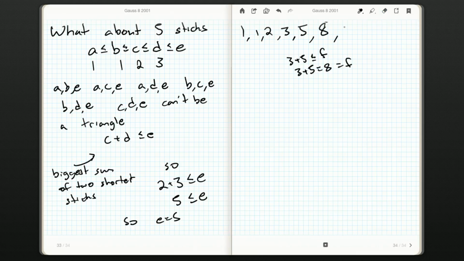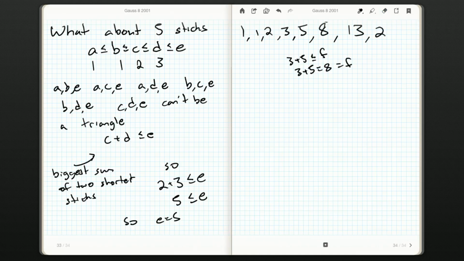How about a seventh one? Well, you might notice a pattern by now. We just take the next two biggest and we add them together. That's what we did over here. 2 plus 3, those were the next two biggest sticks, and that gave us the next stick. Here we have 3 plus 5. That gave us the 8. So we would need 13, and that would be the 7th stick.